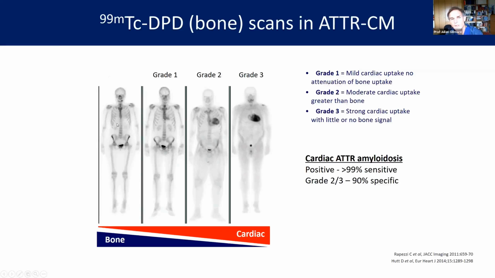Here you've got a normal bone scan in a patient without cardiac ATTR amyloidosis, and you can see all the bones beautifully demarcated. Here you've got a little bit of uptake in the heart, which is less than bone. And here you've got uptake in the heart, which is more than bone, grade 2, with a bit of attenuation, a bit of reduction of the bony signal. You can't see the long bones in the legs here quite so clearly. And here you've got a lot of uptake in the heart and pretty much no bony signal at all. So you're comparing the uptake in the heart relative to the bones, and he was able to come up with this grading system.